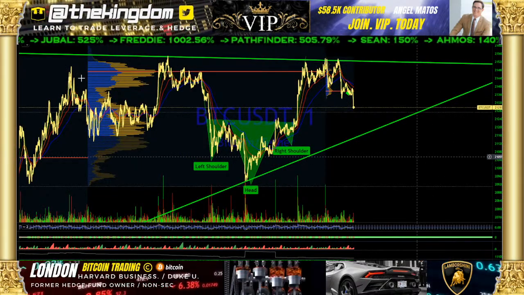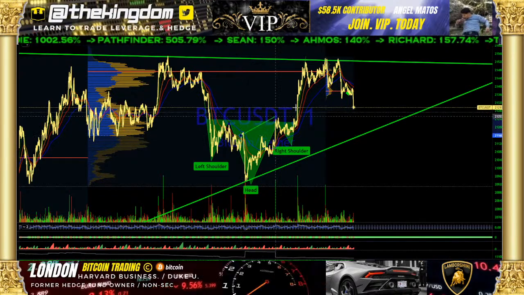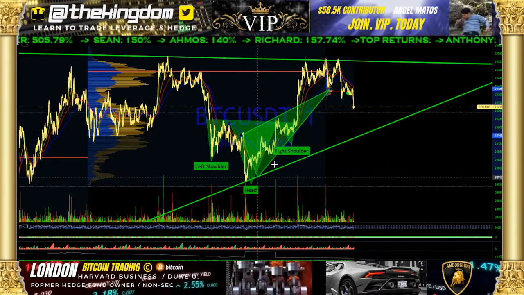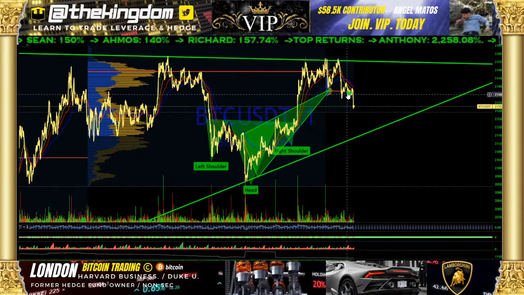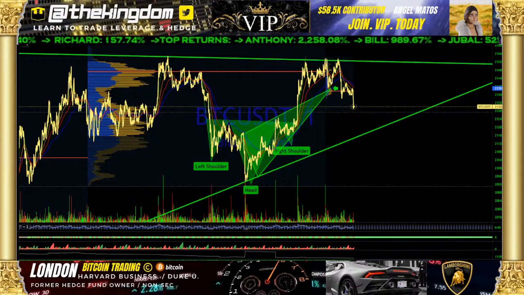Nice job hitting your target, by the way, for any VIP that were in the back. Anytime we hit a target, guys, I'm excited. I'm really excited when we come down and we hit a target. I know it's a downside target, but the fact is you're hitting it. It's another target that gets hit. Boom. We just hit that before we started streaming.